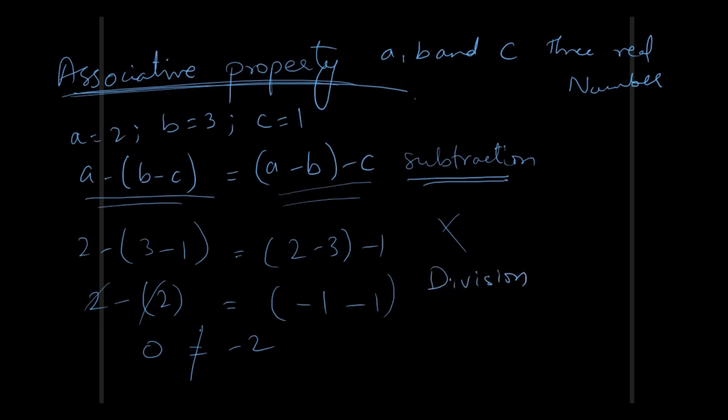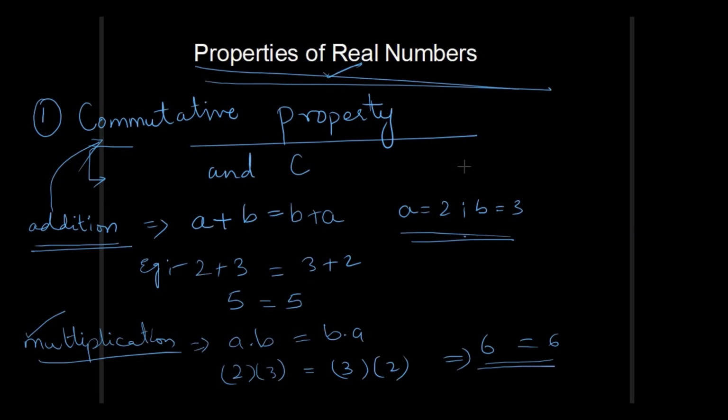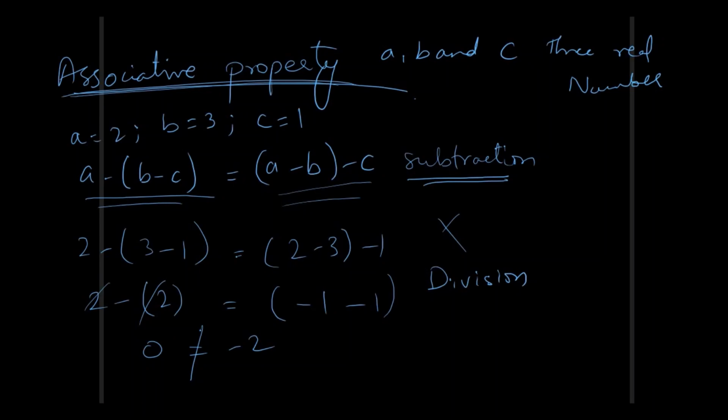In the previous case also, it doesn't satisfy with the subtraction. As you can see, 2 minus 3 is not equal to 3 minus 2. Here we'll get minus 1, here we'll get plus 1. So it doesn't support the subtractive commutative property. In a similar way, it doesn't support the division also. Okay, so now we'll check with the multiplication.